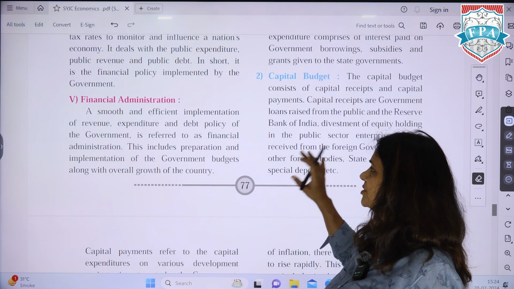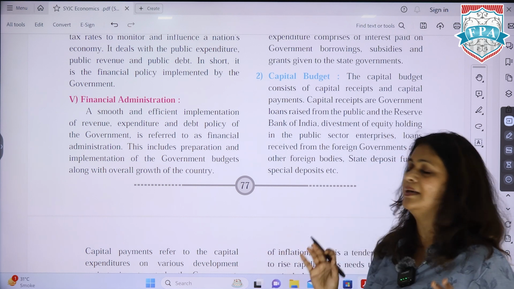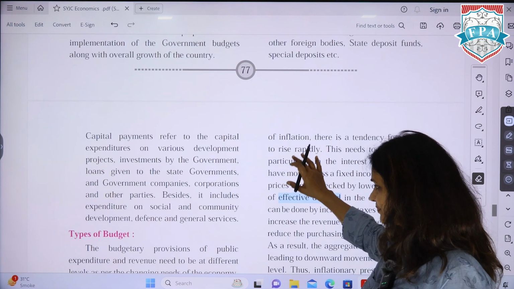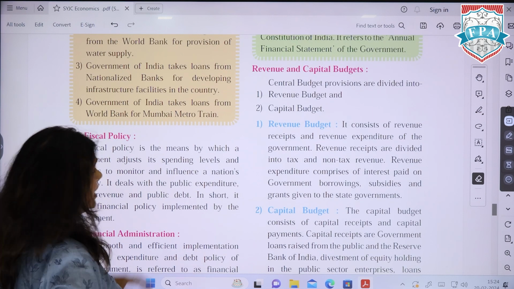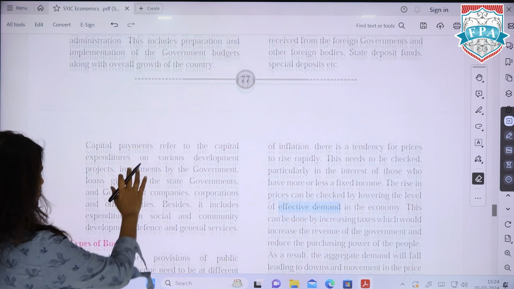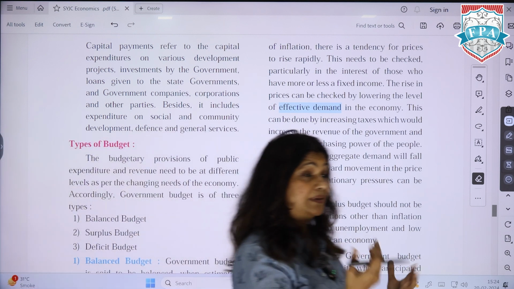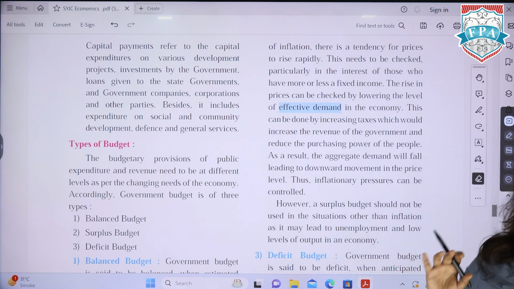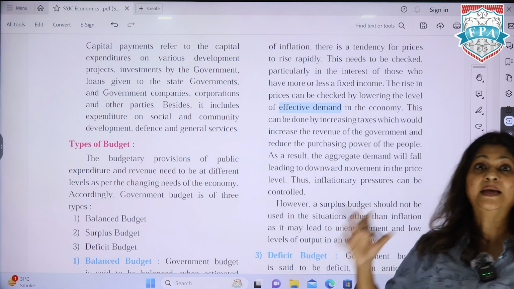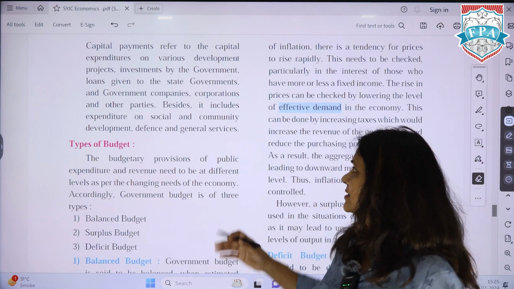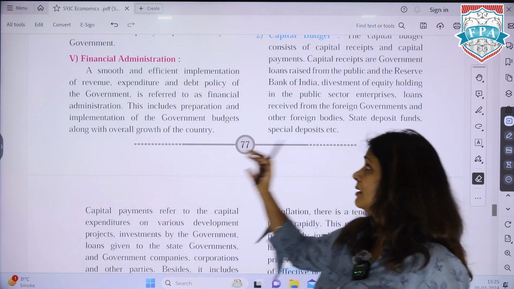And financial administration means a smooth and efficient implementation of the revenue, expenditure and debt policy of the government. Now guys, once we have studied all this, it is time to study a little about administration, the smooth functioning of this process of taking money and spending it on the people. For this smooth functioning, it is very important that budgets are made.